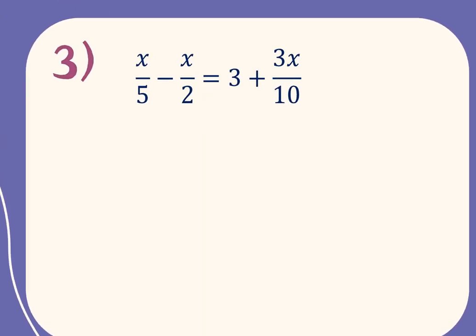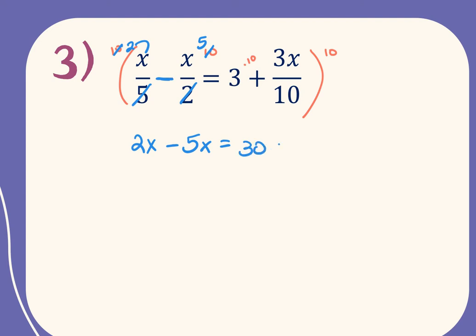All right, then we go to 3. What's my least common denominator? 10. Good. 10 here, 10 here, 10 with the 3, and 10 with the 3x over 10. 5 goes into 10 2 times, 2x. The minus comes from the middle. 2 goes into 10 5x. 3 times 10 is 30, and the 10s cancel from here, and it's 3x.